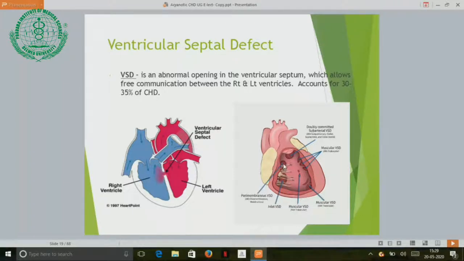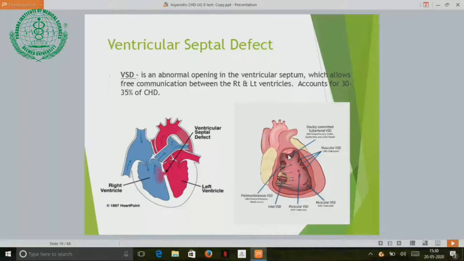If the VSD is located at this location, then it is a membranous or perimembranous VSD. If it is located below this membranous portion but in the muscular part of the septum, this is called inlet VSD. If the defect is located in the muscular part of the interventricular septum but exactly at the middle of the septum, this is called mid muscular VSD. If it is located towards the apex, then it is called apical muscular VSD. And there may be many such VSDs, which can give a Swiss cheese appearance. This is also called Swiss cheese type of VSD.